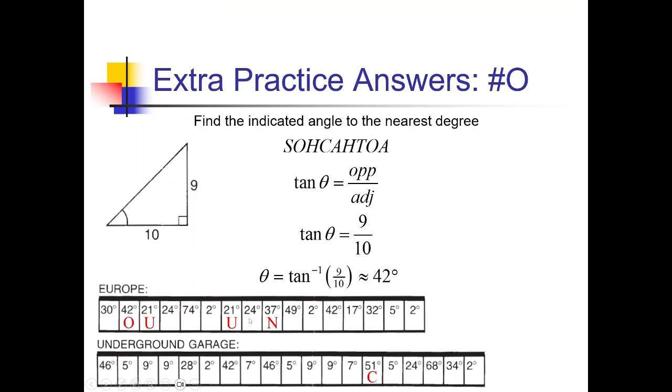And 42 degrees, I see that right here, so there's an O. Any other 42s? There's another one, there's another O. And then I see another 42 down here as well. And I think that's it for 42s. So we're moving on.